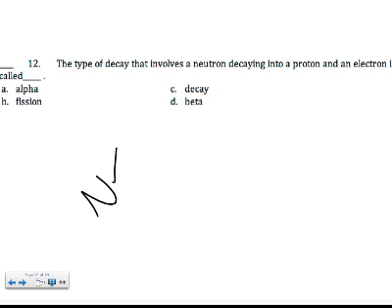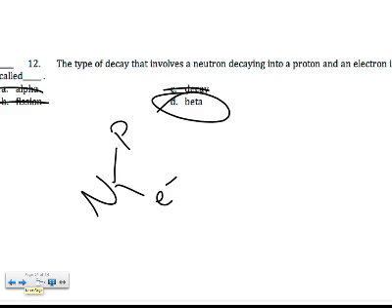What type of decay involves a neutron decaying into a proton and electron? So you've got a neutron that splits and gives you a proton and an electron. Well, alpha decay, no, that's 2 protons and 2 neutrons. Fission is just a general name for splitting of the atom. Decay is a general type of nuclear reaction. Beta is the type of reaction where a neutron disintegrates into a proton and an electron.